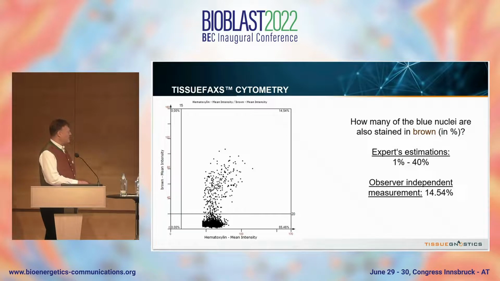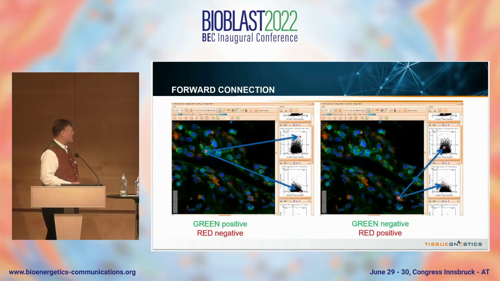We see here the mean intensity of hematoxylin and here of Ki67. Here's the cutoff, very important, based on a negative control that determines the specificity of our staining, and this is our positive population. And we get a reproducible measurement, independent of when and where we do the analysis.